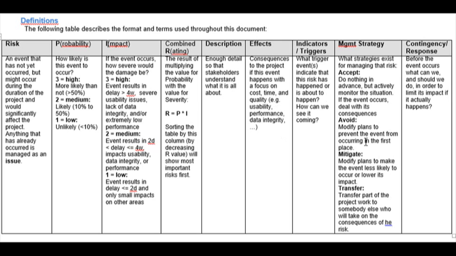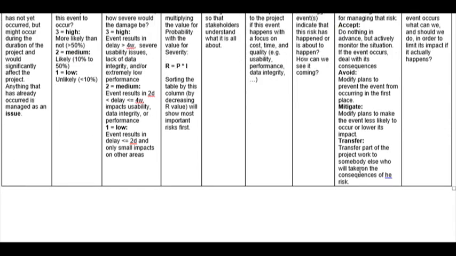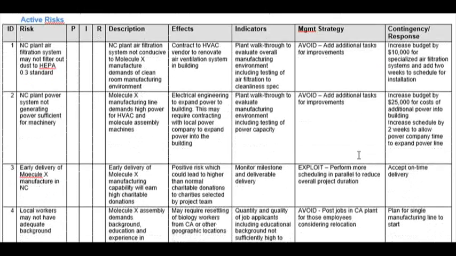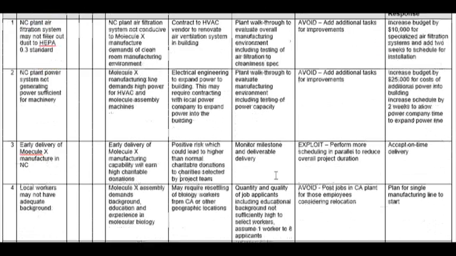Indicators or triggers. The management strategy. Notice the use of accept, avoid, mitigate, and transfer, which we'll talk about in a few minutes. And then finally, contingency. I've added this response here because in PMBOK terms, this is called a response. Contingency is too limiting of a term, and I don't like the use of that term within the risk register. All right, so let's look at how I've approached the risk register.